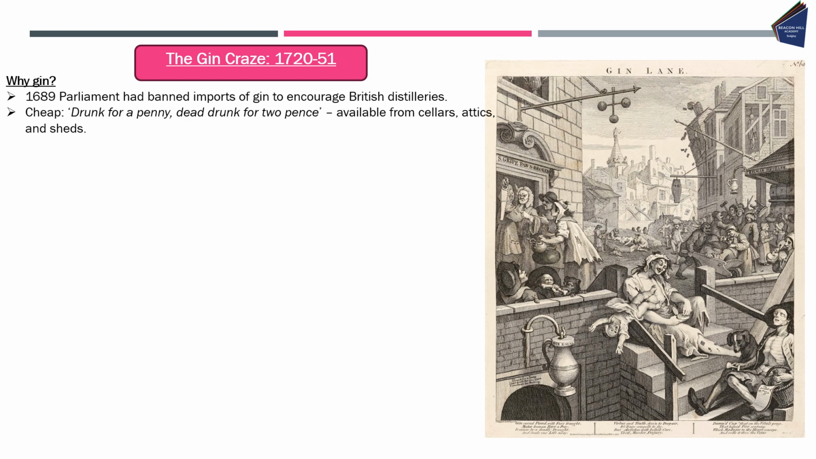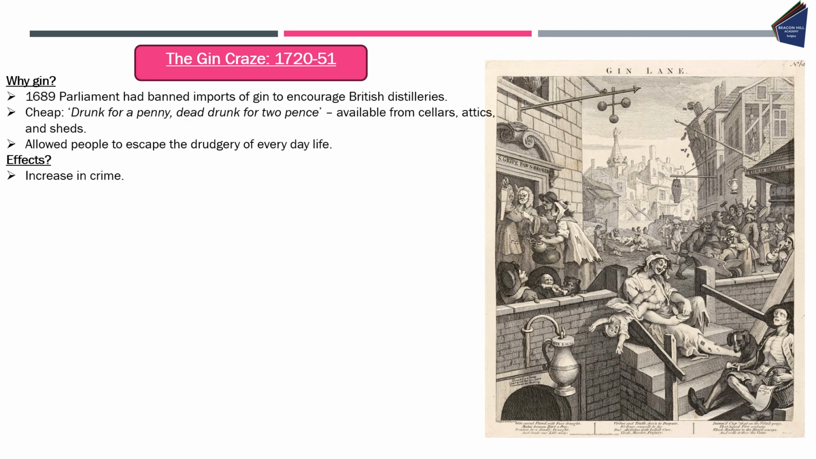It was also available from a wide range of places, from cellars, attics and sheds, so people were selling gin without any proper licence or any regulation, so this was causing huge issues as well. It allows people to escape the drudgery of everyday life. So life was hard during this time period, and becoming completely intoxicated from gin was seen as an escape.